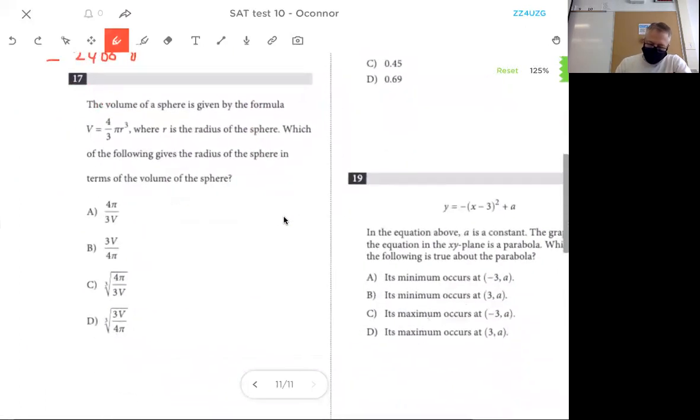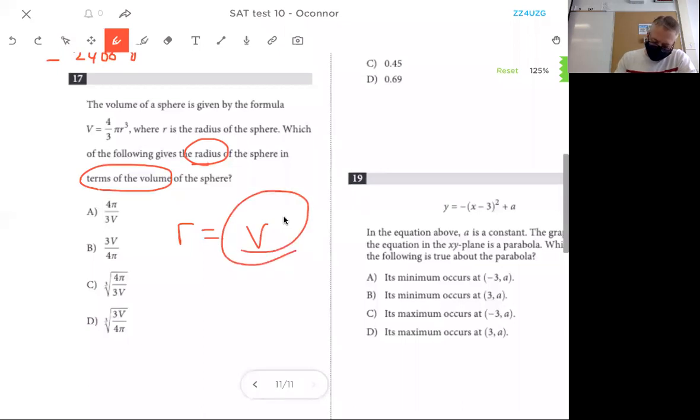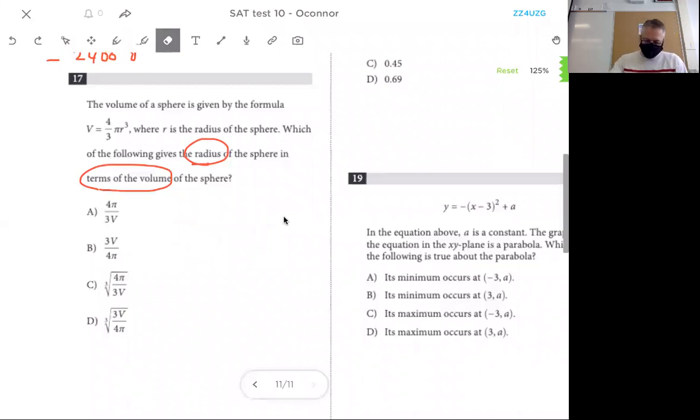Problem 17, this is an old algebra problem. Okay, just working with variables and doing some algebra manipulation here. So which of the following gives the radius in terms of the volume? That means you are going to solve for the radius, and we're going to have a V somewhere over here on the other side. Okay, so we're solving for the radius.